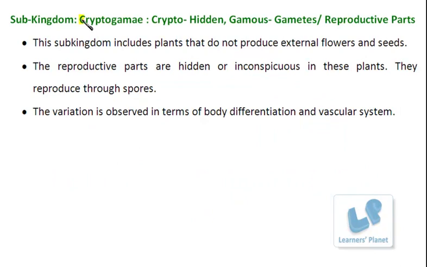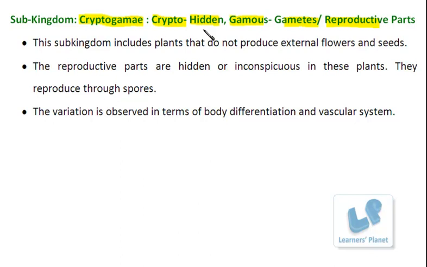The first subkingdom is the cryptogamy or the cryptogams. The word cryptogam is comprised of two words. One is crypto, the other is gammus. Fine. Crypto means hidden, and gammus is related to the gametes or the reproductive parts of the plant. Fine.